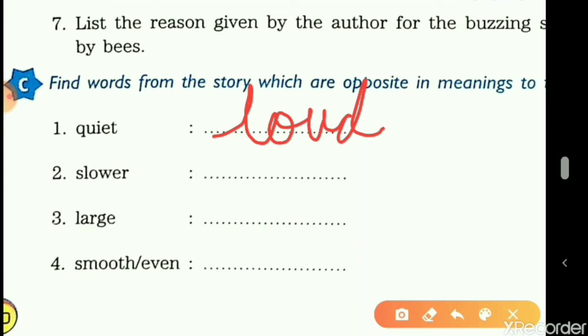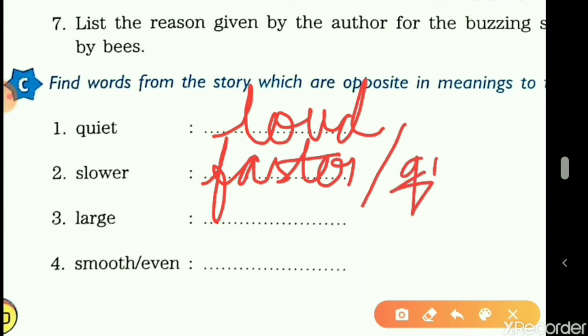Now the second word is slower. Slower, you can write either faster or quicker. Children, it can have two antonyms. Faster is also there in the lesson and quicker is also. So whichever you find easier you can write. Slower, you can either write faster or you can write quicker also.